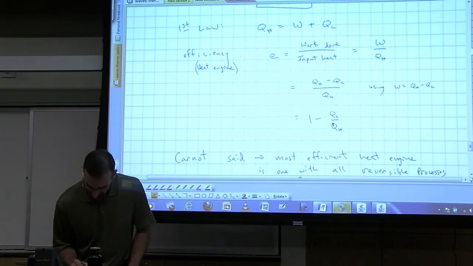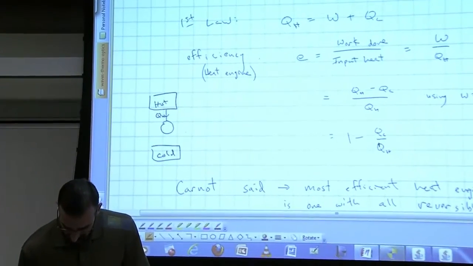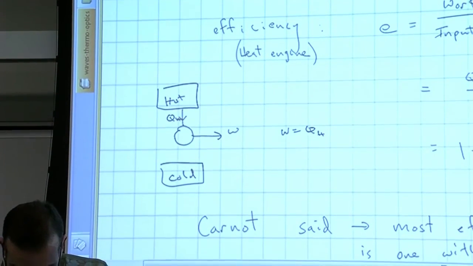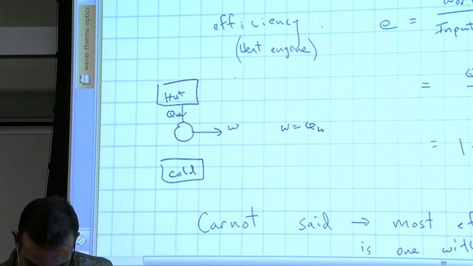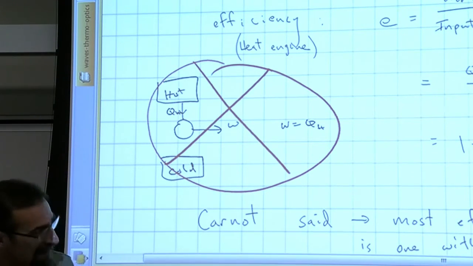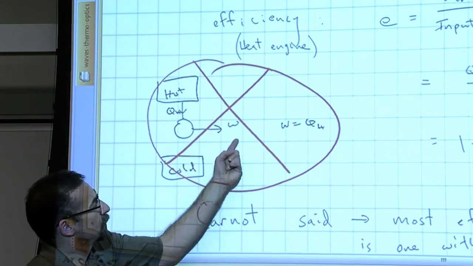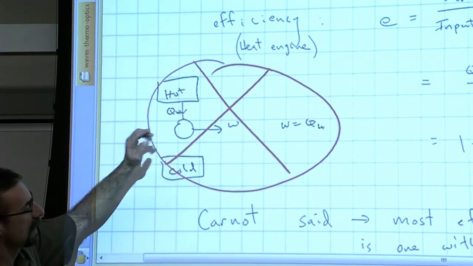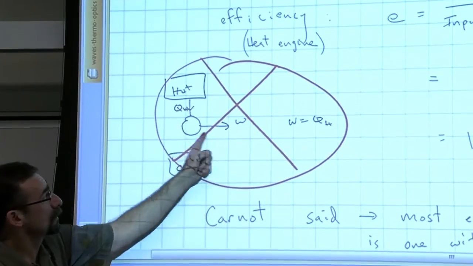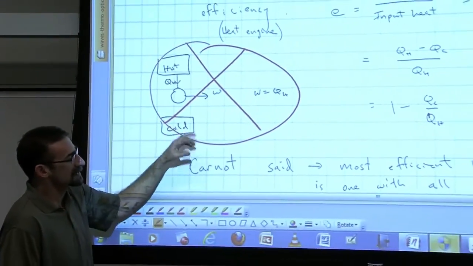So if I draw it over here, here's my engine. That never happens. We never get out everything we put in, even if this is the highest efficiency, even if it's a Carnot engine with all reversible processes, you never get 100% out. It's always less than that.